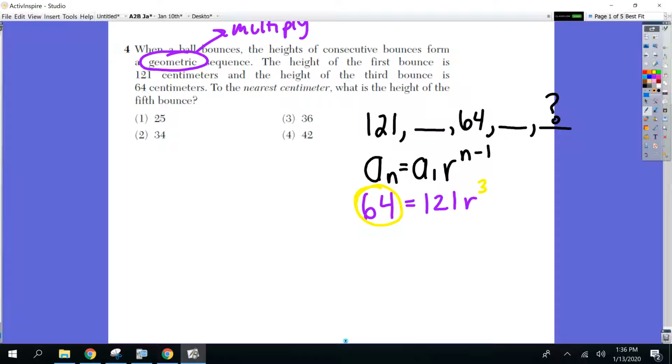Minus 1. Okay, I need your help getting that R by itself. So let me just simplify the 3 minus 1. Your move. Divide by 121. I'll do that along with you guys.